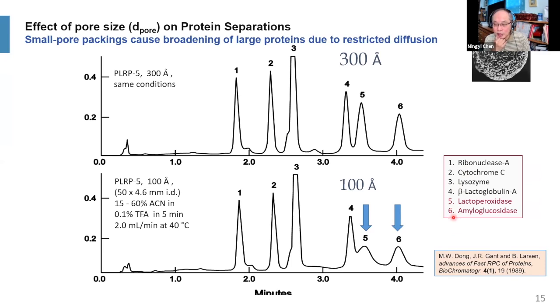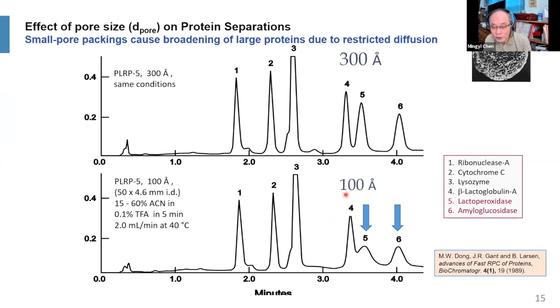2 of the proteins are much larger. They're over 100 kilodalton protein, lactoperoxidase and amyloglucosidase. So 5 and 6 are much larger proteins, right? If I use a 100 angstrom pore size material, this is actually a polymer column. They have no silanol or residual silanol, so they have very good peak shapes, but the pressure limit is only about 3,000 psi, right? So that's why we want to use silica. You can go to much higher pressure.